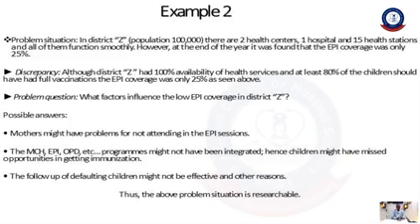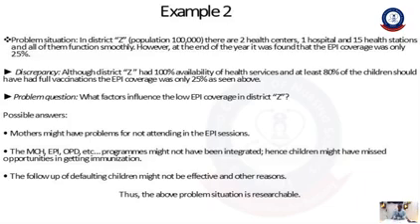What is MCH? MCH means maternal and child health. And the EPI, as I earlier mentioned, is expanded polio immunization. And OPD means outpatient department. So because all these have not been integrated in this program, there is a gap. So the follow-up of defaulting children might not be effective, and other reasons.